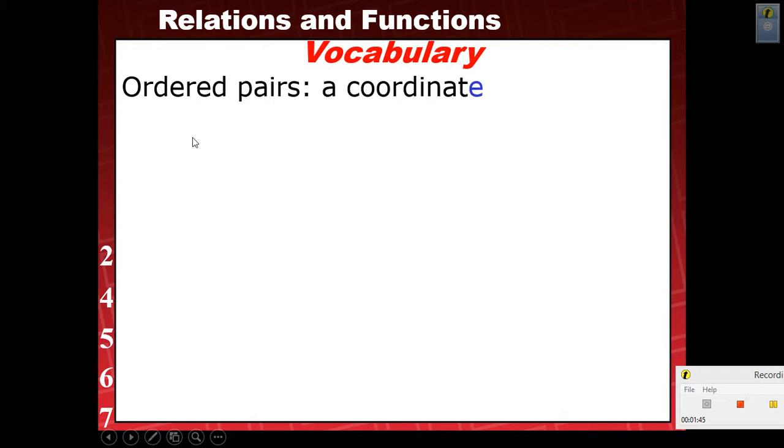Next, relation. A relation is basically a bunch of these coordinates together. Not just one, but a bunch of them. That's why you have relation. The definition is a collection of ordered pairs. A relation is a collection of ordered pairs.